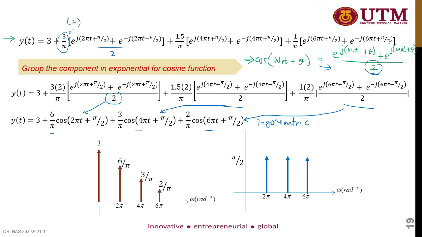Lastly, you can sketch the single-sided spectrum from the trigonometric equation. This is your C0, and then you have your first spectrum at positive 2 pi, and at 2 pi the phase is positive pi over 2. Same goes to the second and the third one.